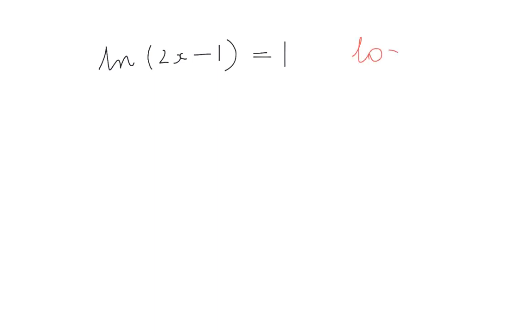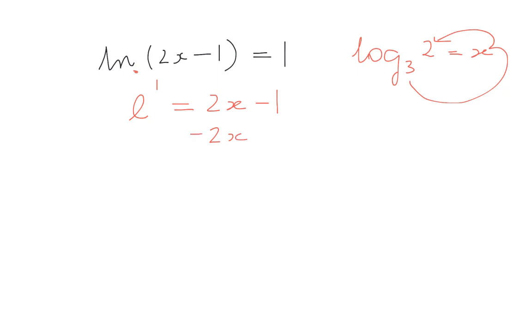If I have log 3 of 2 equals x, how do we change it into exponential? We say 3 to the x is 2, right? So in this case, e, because that's the base here, e to the 1 is 2x minus 1. Now remember, e is just a number. So I have 2x is equal to e plus 1.